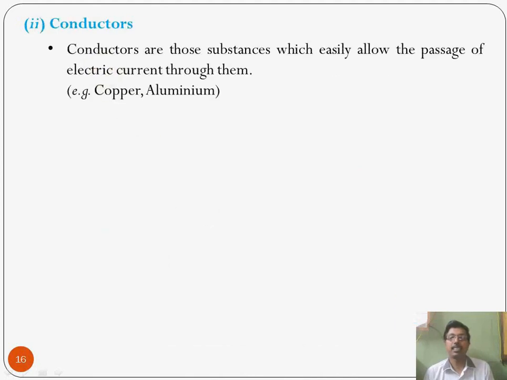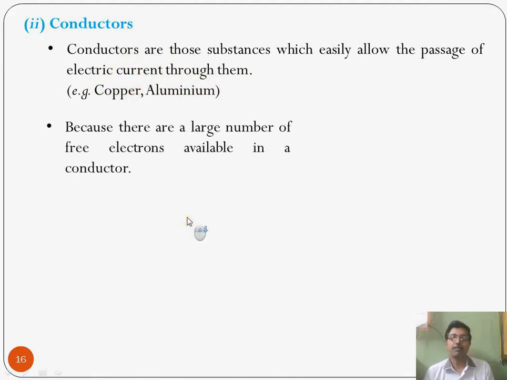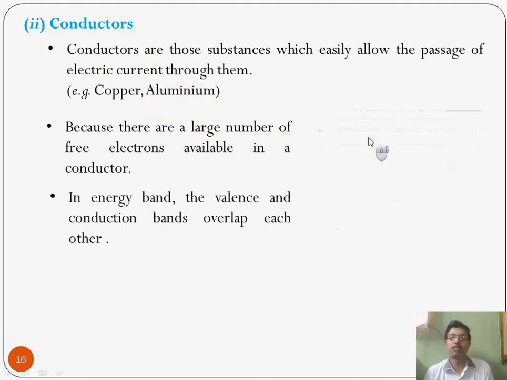The next one is conductors. Conductors are those substances which easily allow the passage of electric current through them. That is, purely conducting materials are called conductors. We can pass electric current through them easily. Examples are copper and aluminum. These are pure conductors, because a large number of free electrons are available in these materials, and they can easily pass electric current through them.